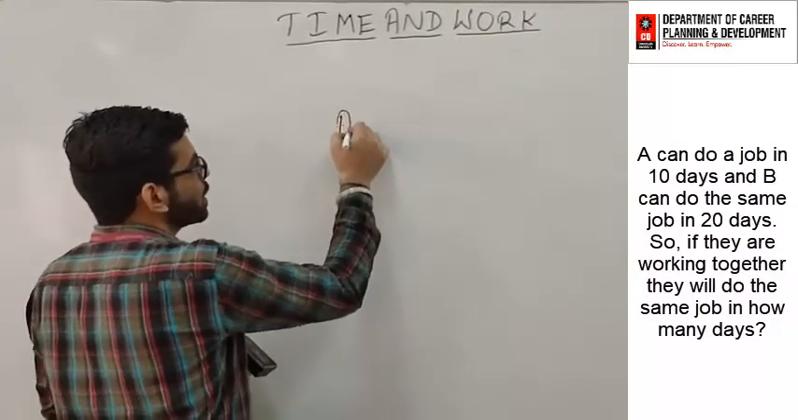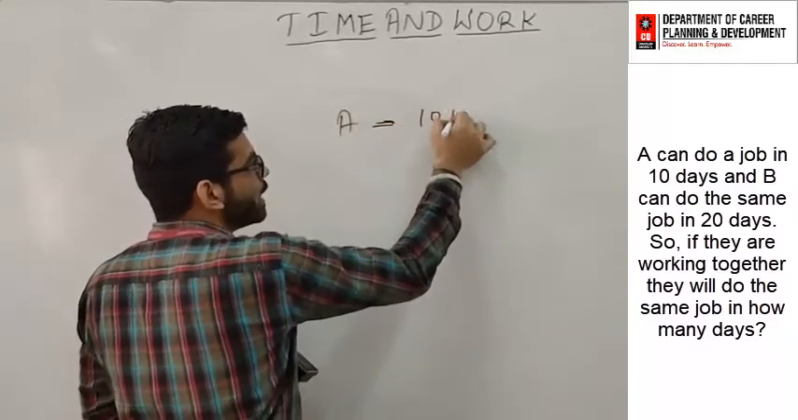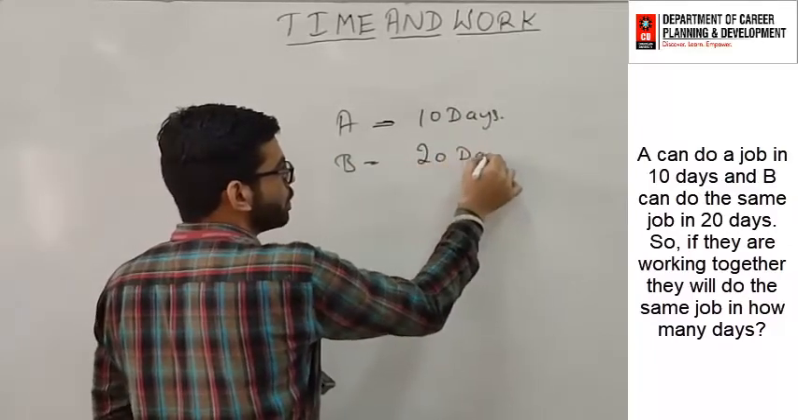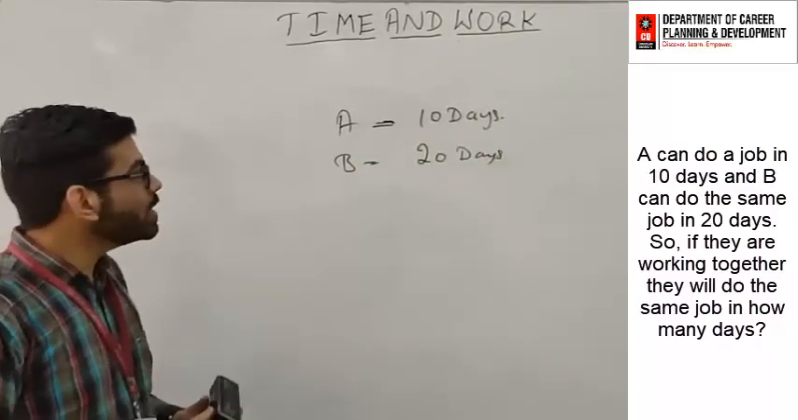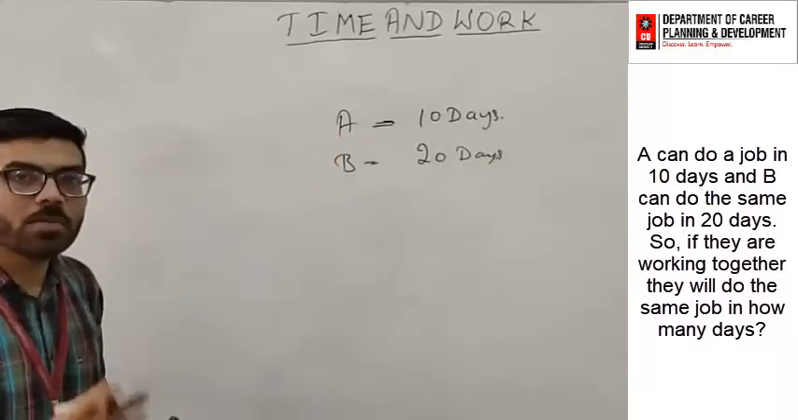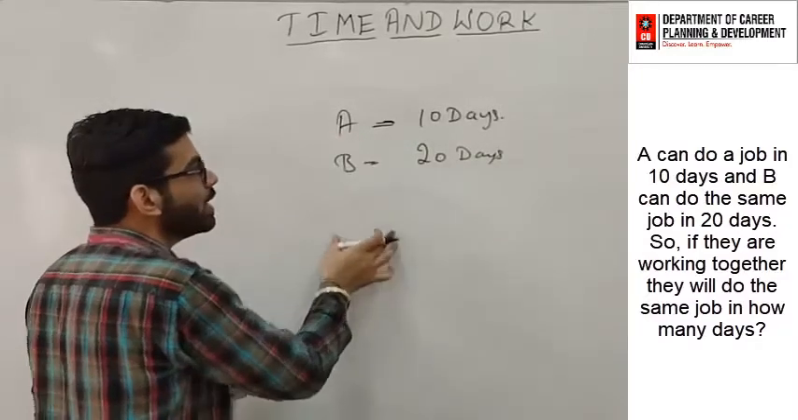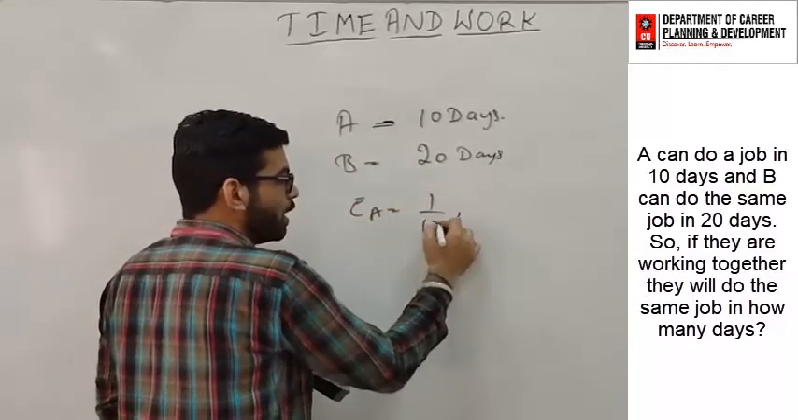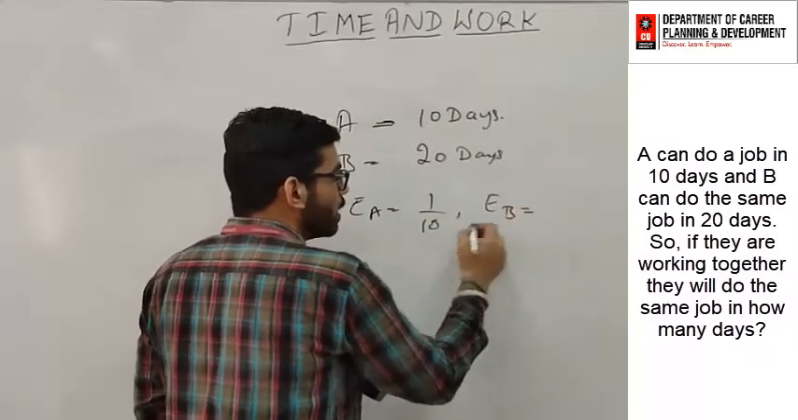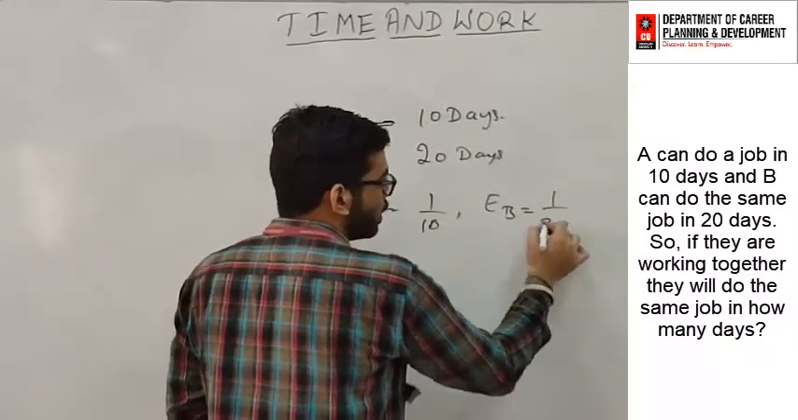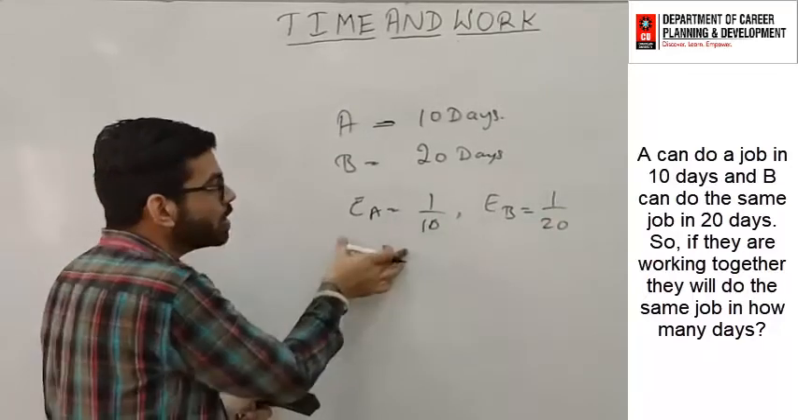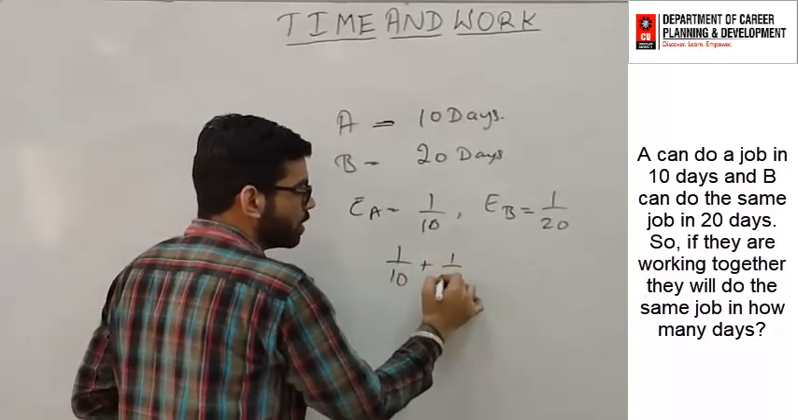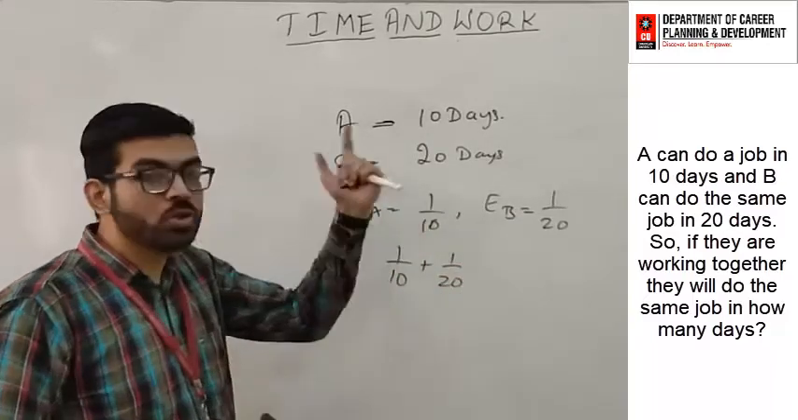A can complete the complete job in 10 days. B can complete the same job in 20 days. In this way, the efficiency always comes out in terms of fractions. The efficiency of A comes out to be 1 by 10 and the efficiency of B comes out to be 1 by 20. So from here, by the fraction method, we have to take 1 by 10 plus 1 by 20. Here 1 is taken as the total work.